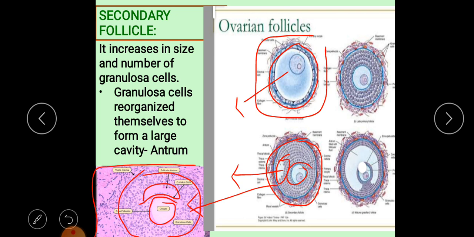Okay, so one thing we have to remember here: in the primary follicle we observed that it is arrested in the meiosis division, that is in meiosis 1 in the prophase 1 stage, and it will complete its meiosis 1 division when it reaches the maturation phase, that is in the puberty stage.